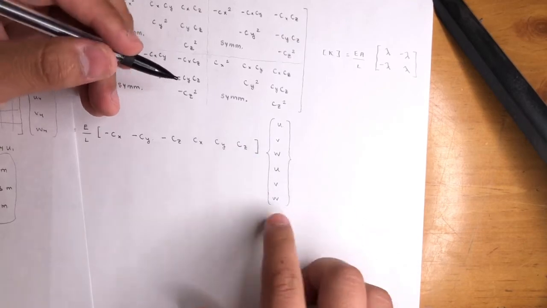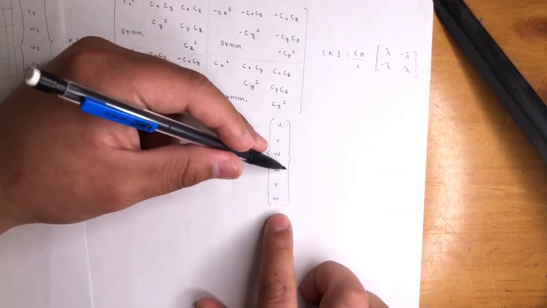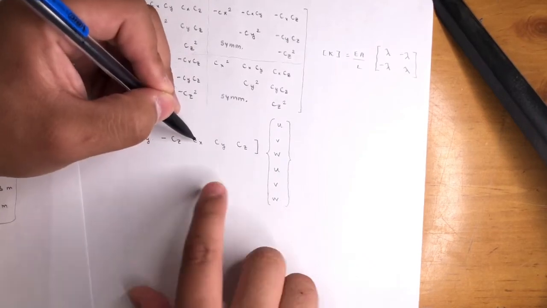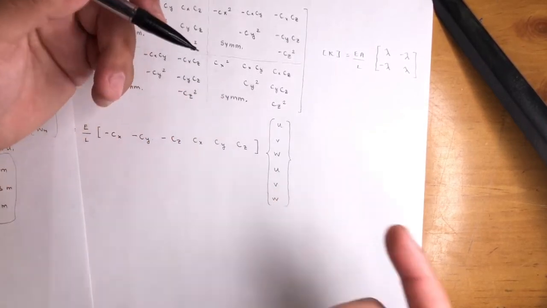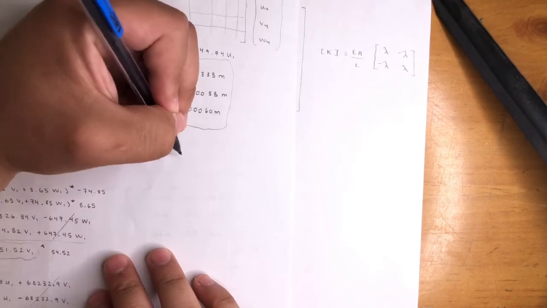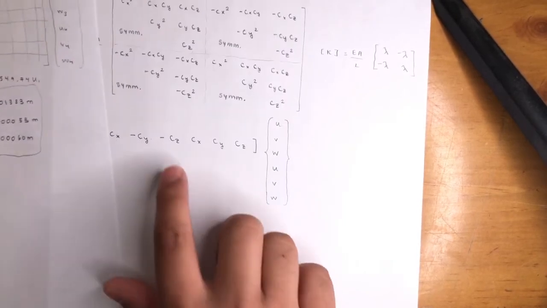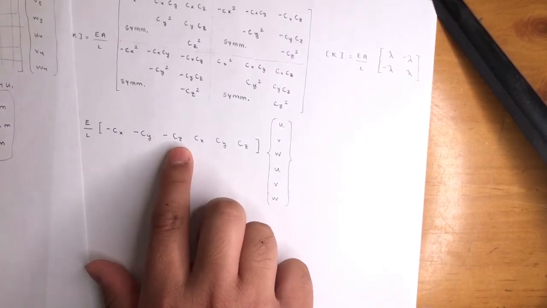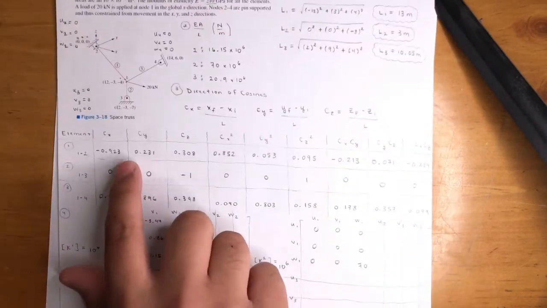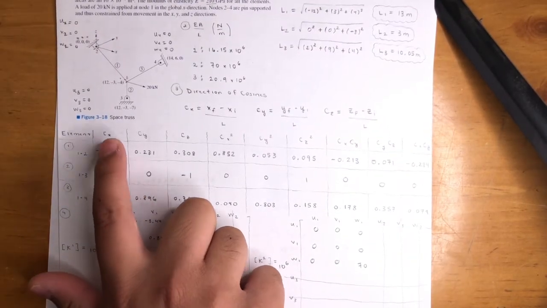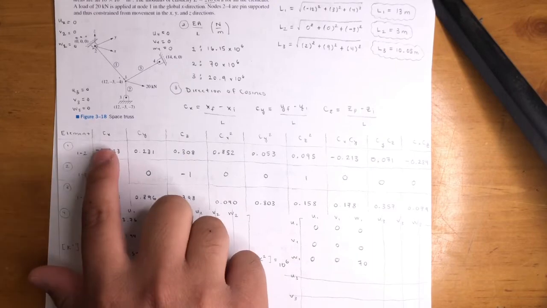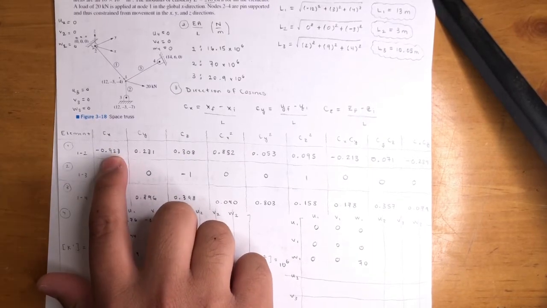So you could go ahead and populate it with 0, 0, 0, but you're going to multiply all these numbers to 0 anyways. It doesn't matter. So we're just going to do this. It's negative Cx, negative Cy, negative Cz for element 1. So it's Cx, Cy, Cz, but they're all negative, so all the signs switch. So it's going to be positive, negative, negative.